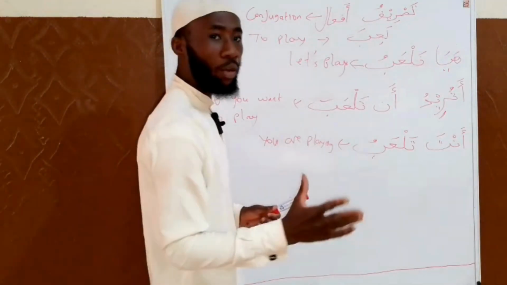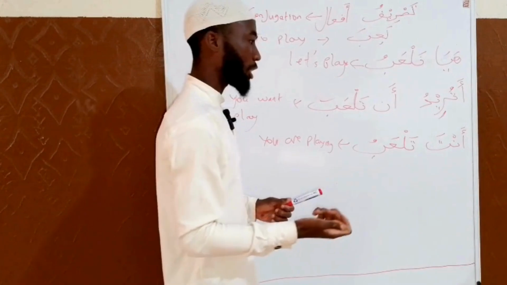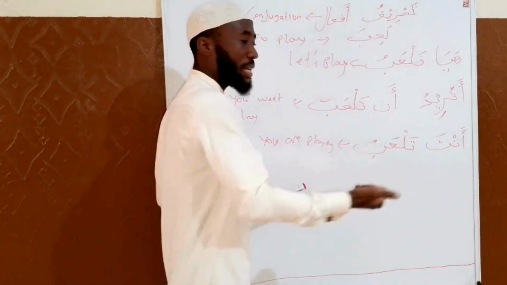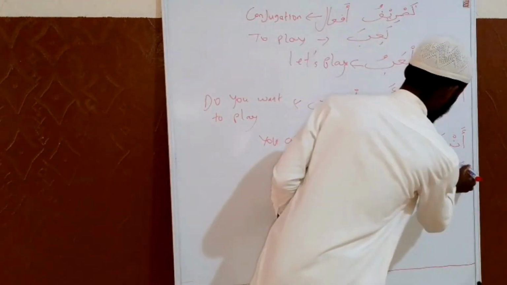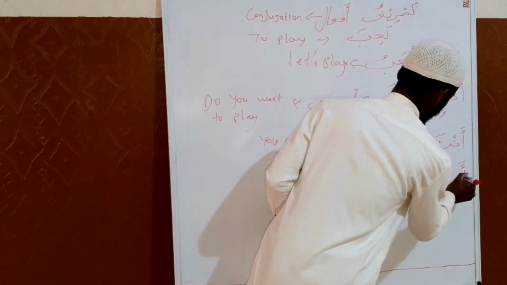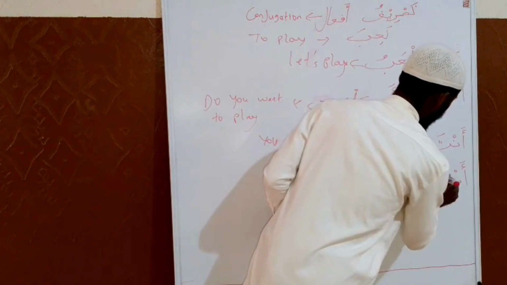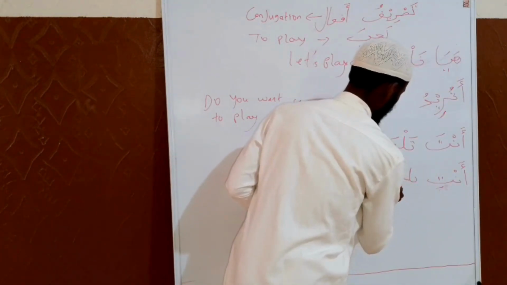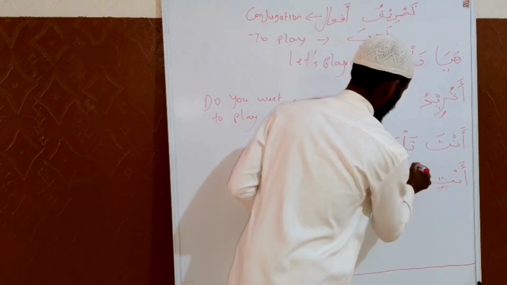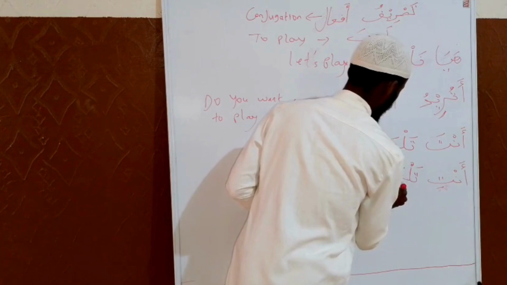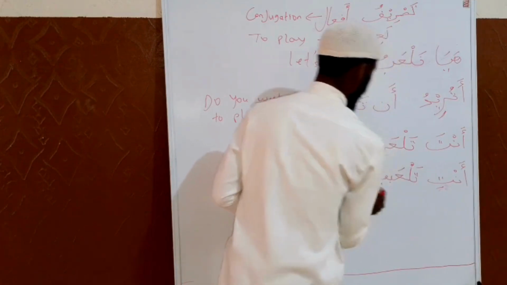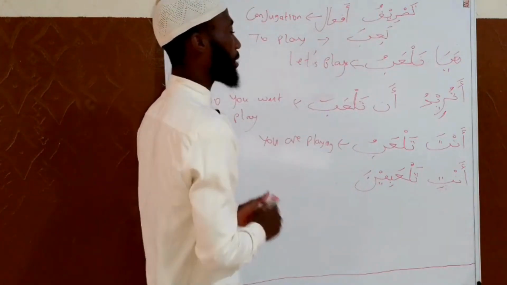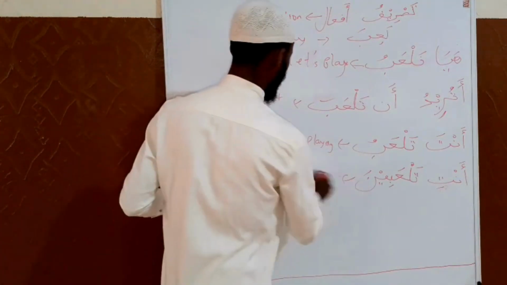Now for the feminine, how do you say that you are playing in Arabic? For the feminine, you are referring to a female. That is going to be anti tala'abina. Anti tala'abina, that is you are playing.